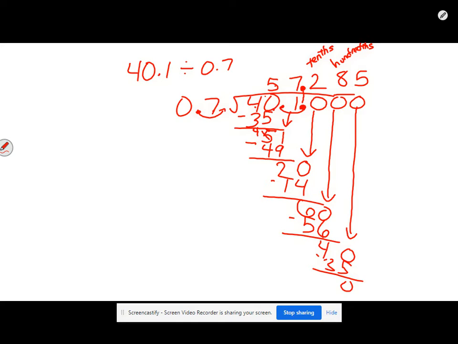So now I can round to my hundredths. I'm going to look at the thousandths and say it's a 5. That means I round up. So my answer is going to be 57.29. Does that help us with our decimals? Does that help with the long division review?